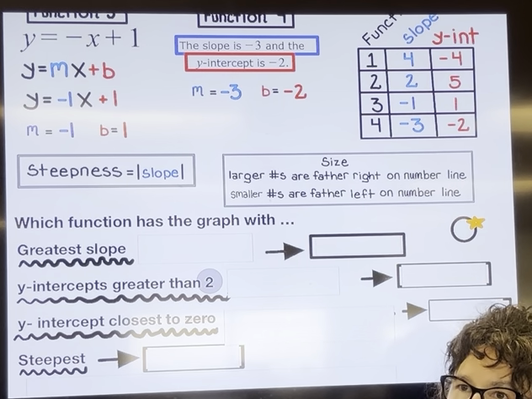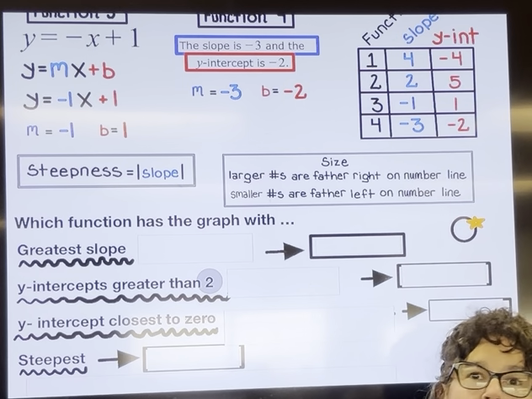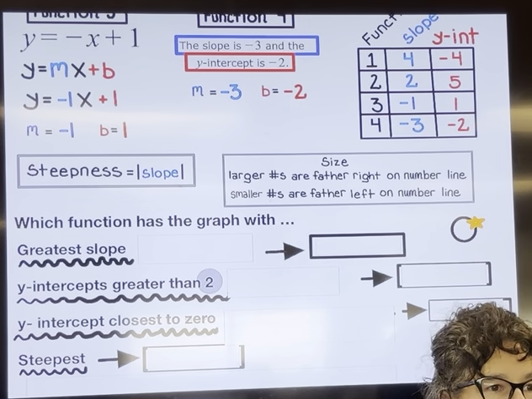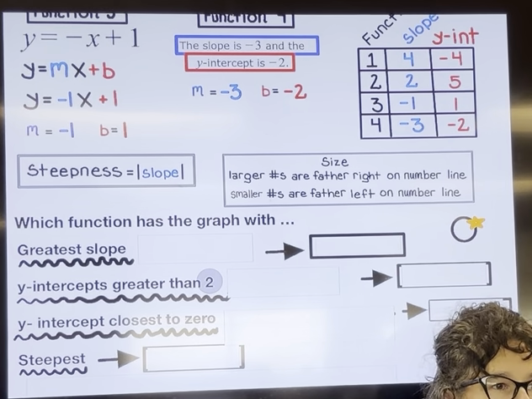So if I say which one's bigger, I'm going to think which one is further to the right. If I say which one is smaller, I'm going to think which one is further to the left.